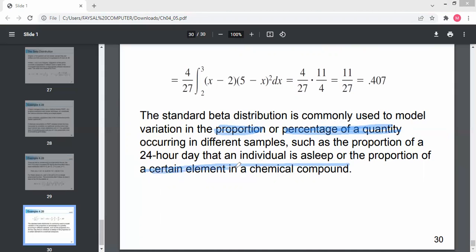So this is the way to find the probability by using the beta distribution. The beta distribution is used to find the proportion and also the percentage of a quantity. So these are the values regarding my beta distribution.